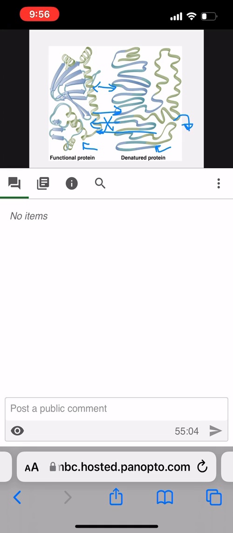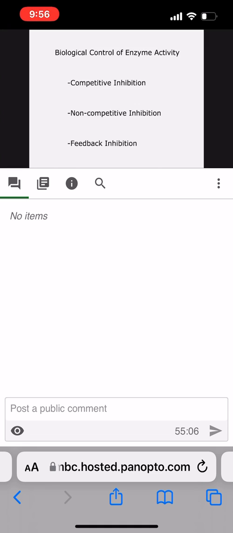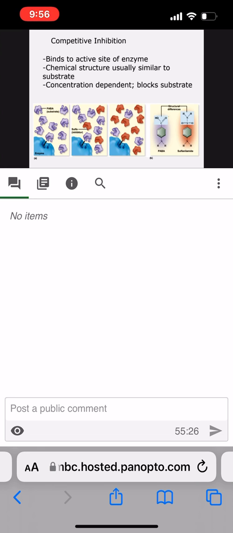All right, let's go on and talk about the biological control of enzyme activity. There are three different ways. The book talks a little bit about something called allosteric enzymes, but I like to stick them into here, as you'll see. The basic way of controlling enzyme activity. Let me put this in context.